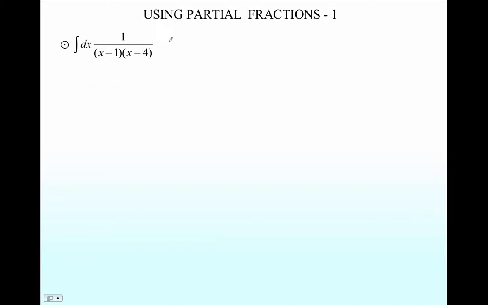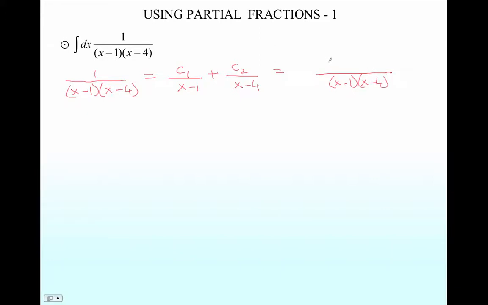Let's now use partial fractions to evaluate this integral which is before you. Our first step will be to decompose or separate into partial fractions this quantity. I want to write it as C1 over x minus 1 plus C2 over x minus 4. And of course, we can take the common denominator over here, which is x minus 1 into x minus 4.